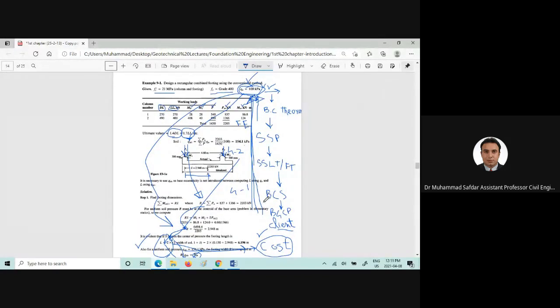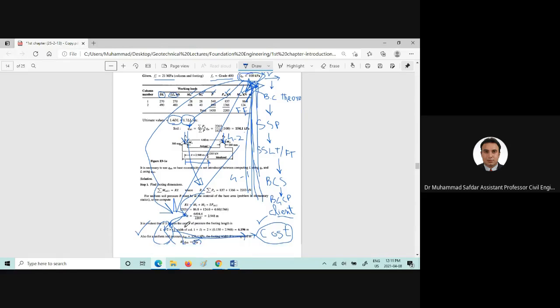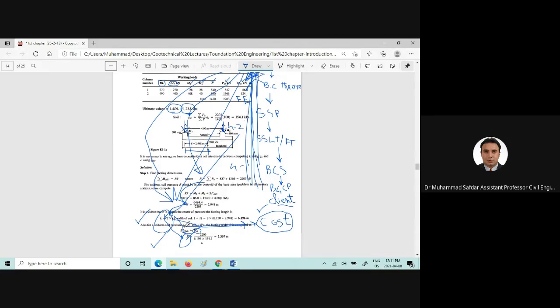So you can clearly see that from the direct shear test, if we are giving the Q allowable, or if we are giving it from, for example, the SPT test, we are giving the Q allowable to a structural engineer, how that can affect the dimensions of that structure. And ultimately, it's going to cost a lot of money to the client.